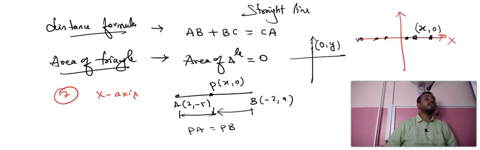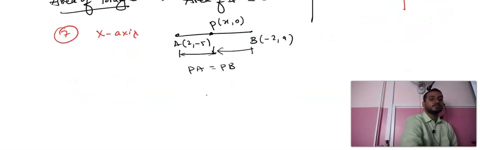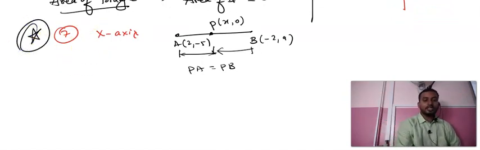If they say on y-axis, you should take P coordinates as 0 comma y. That's all the difference. Again PA equals PB, equidistant. Remember this condition, equidistant, PA equals PB. Equate the distance formula, substitute the values and find the coordinates of P. That's it. Very important question. Again I am repeating, this topic is very important. Question number 7. And then question number 8 also you can try.